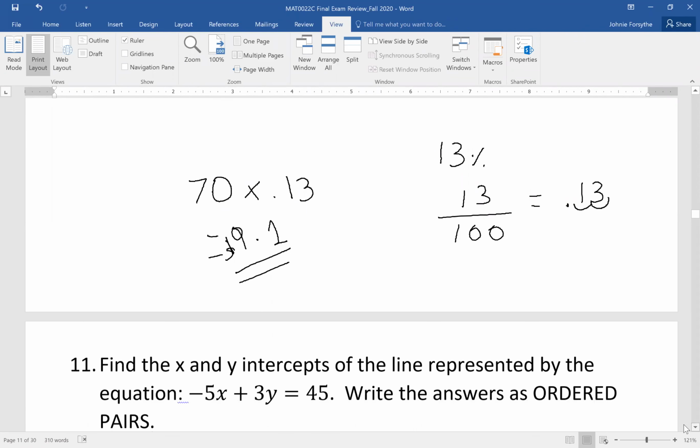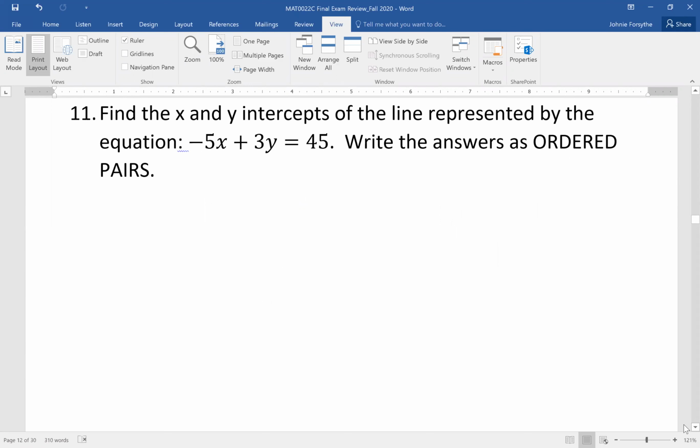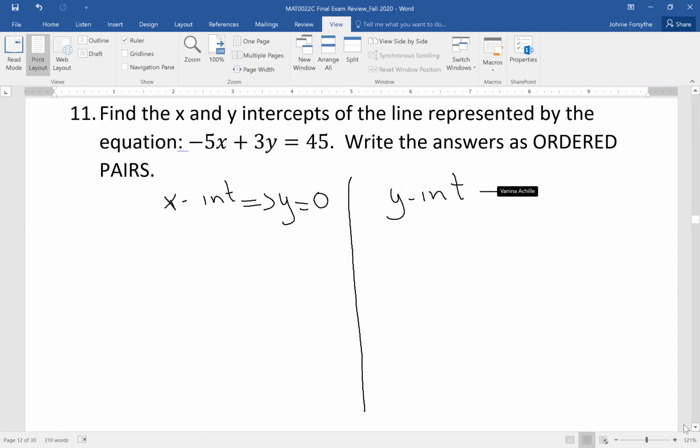All right, this one is asking us to find the x and y intercept for this line. So I'm going to do the x intercept here, and I'll do the y intercept on this other side. Whenever you find an x intercept, you set y equal to 0. And whenever you're finding the y intercept, you set x equal to 0.